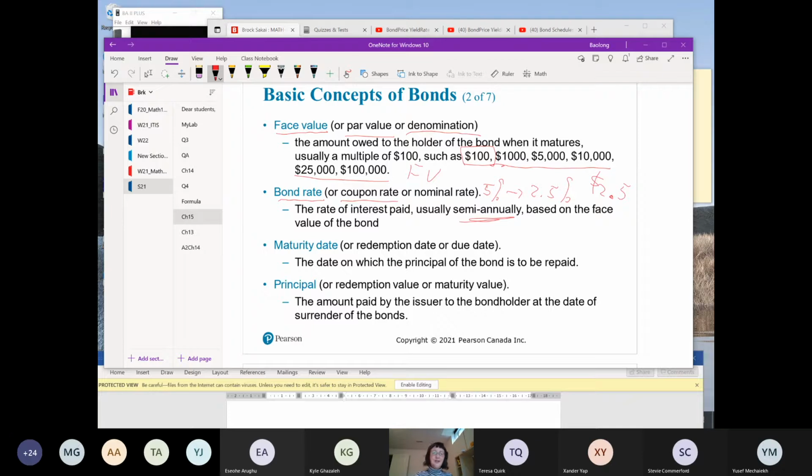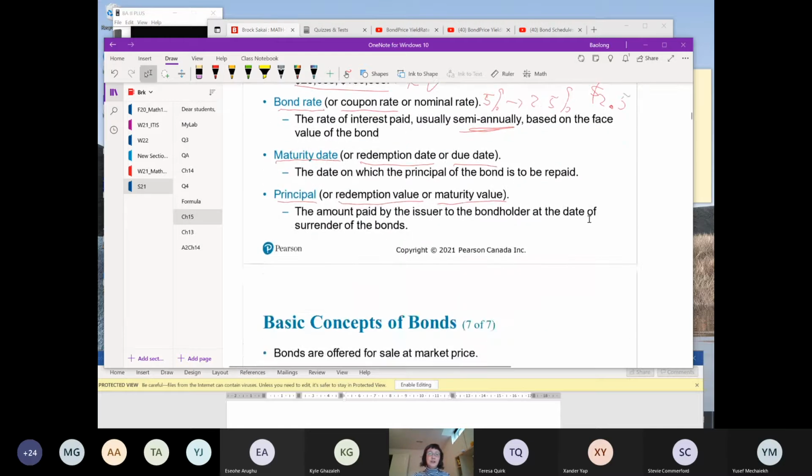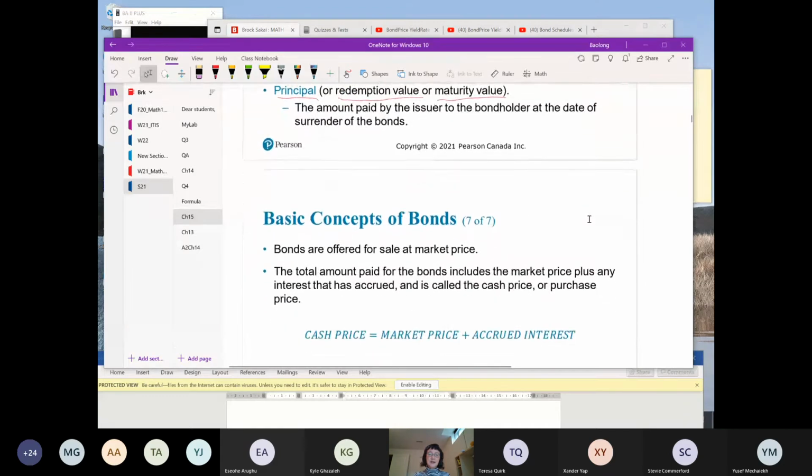Maturity date is also called redemption date or due date. This is the date the principal of the bond is to be repaid. And the principal, also called redemption value or maturity value, is the amount paid by the issuer to the bondholder. So this is some terminology.